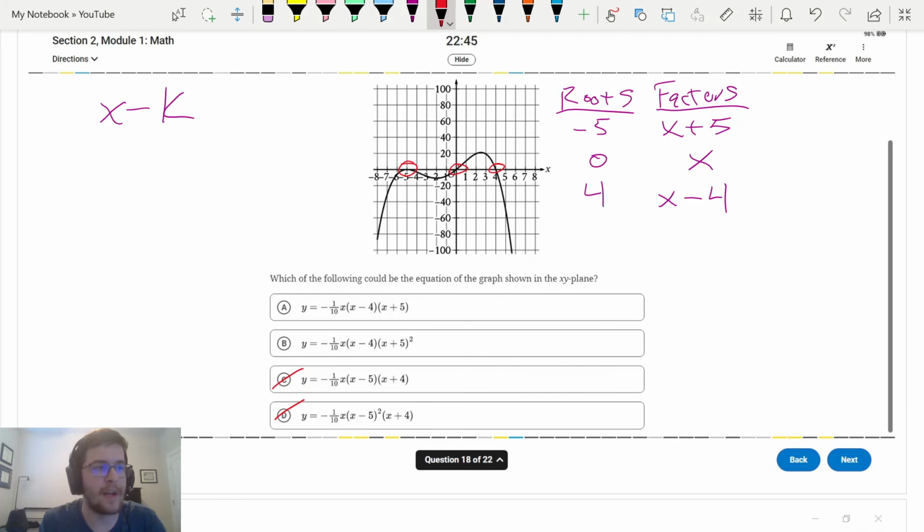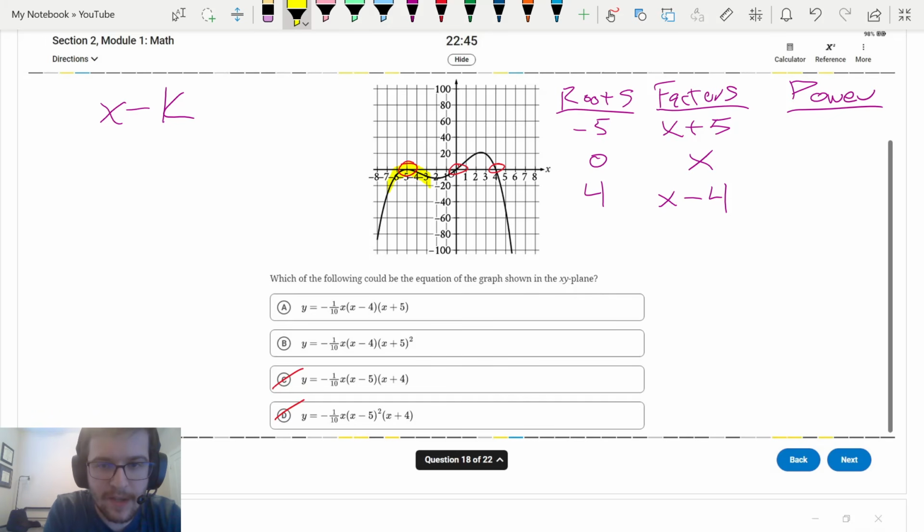So now you have to find what's called the multiplicity or the power. For that, you have to look at the behavior near the x-intercept. So if it crosses through the x-axis, the power has to be odd. If it bounces, it's even. So watch.